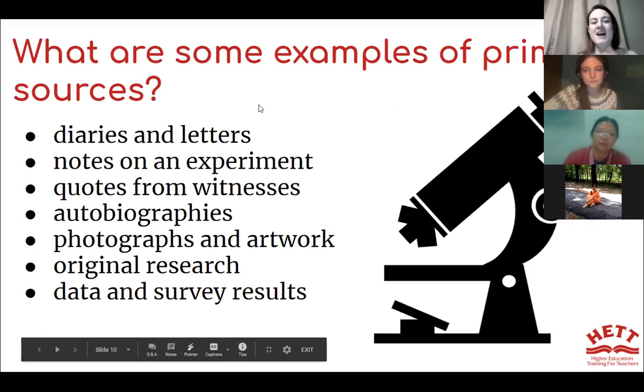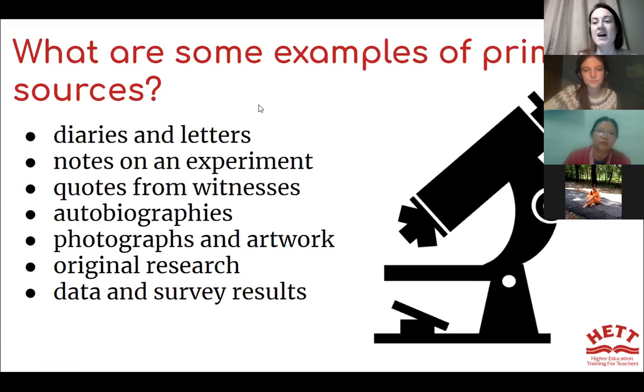So we have diaries and letters. Again, those would probably be more social sciences, maybe history. Oh, notes on an experiment. Again, that might be more natural sciences. Quotes from a witness, that might be more social sciences. Autobiographies might be a little bit closer to the social sciences. Photographs and artwork, again, is usually social sciences.